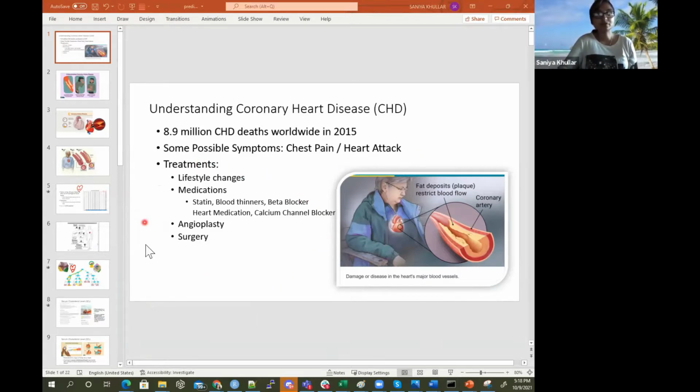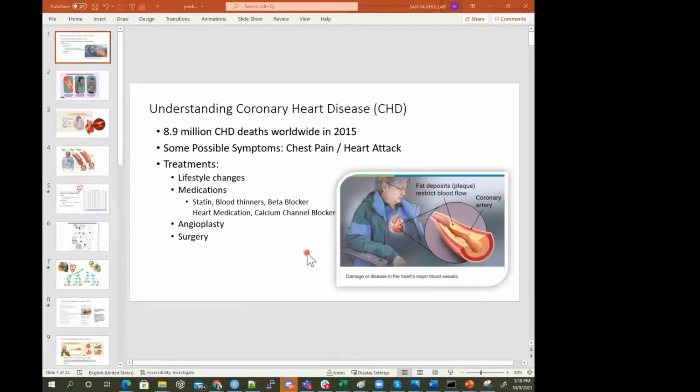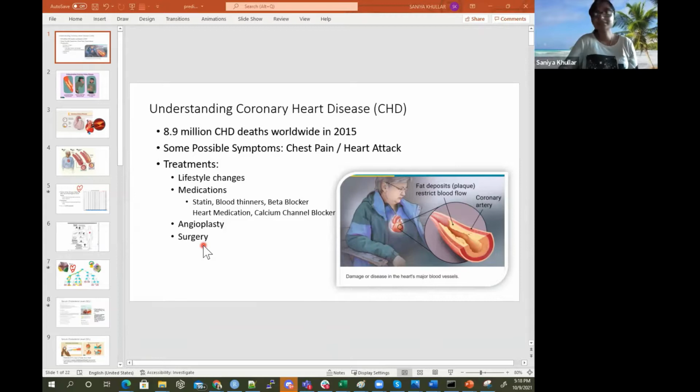Do you want to read the treatments aloud? Well, lifestyle changes, medications, angioplasty, and surgery. Yes, great. There are so many treatments that you can go through as well. You can change how you live your life. If you're a smoker or not, you can change so many things.